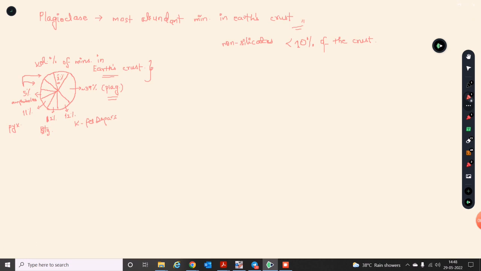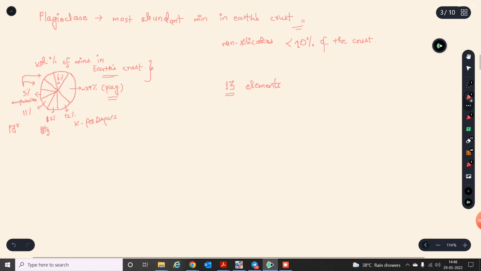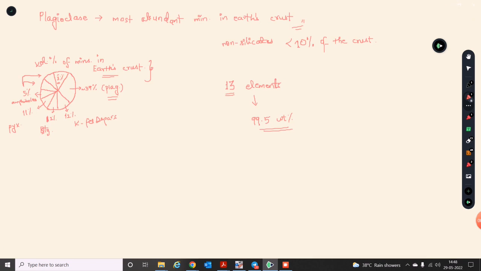So coming back to the question, why do non-silicate minerals make up less than 10% of the crust, and why does 90% of the crust consist of silicate minerals? The important fact is there are 13 elements that make up nearly 99.5 weight percent of the crust. All the common minerals are expected to be made from these elements.